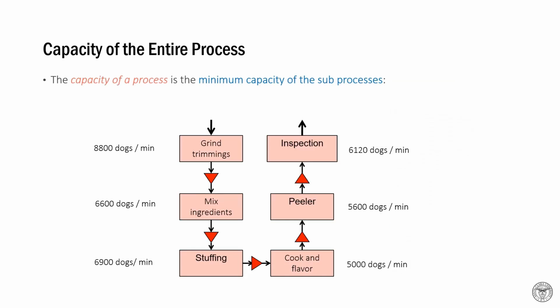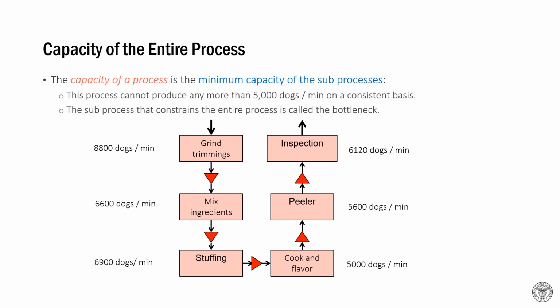We will now calculate the process capacity for the entire hot dog making process. The capacity of a process is determined by the minimum capacity among all sub-processes. After evaluating the flow rate of each stage, we find that the cook and flavor stage has the lowest flow rate at 5,000 dogs per minute.